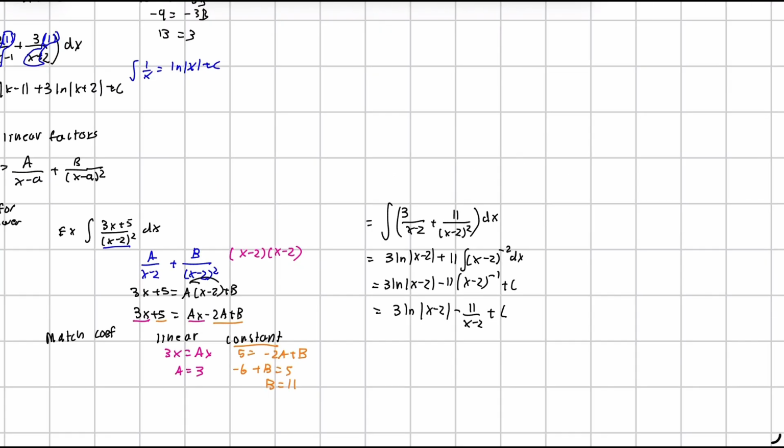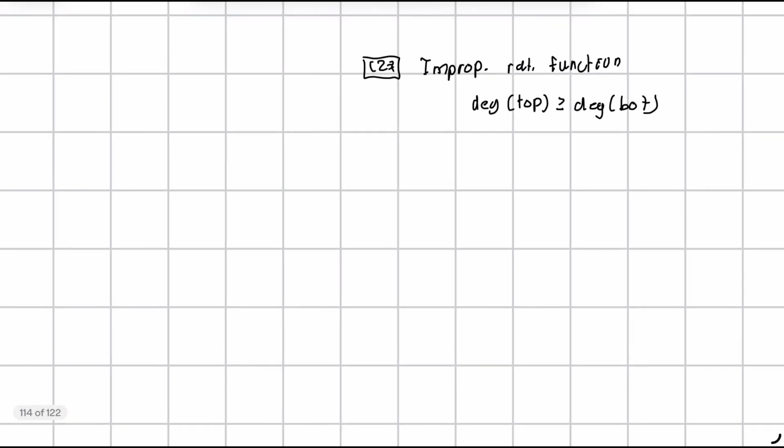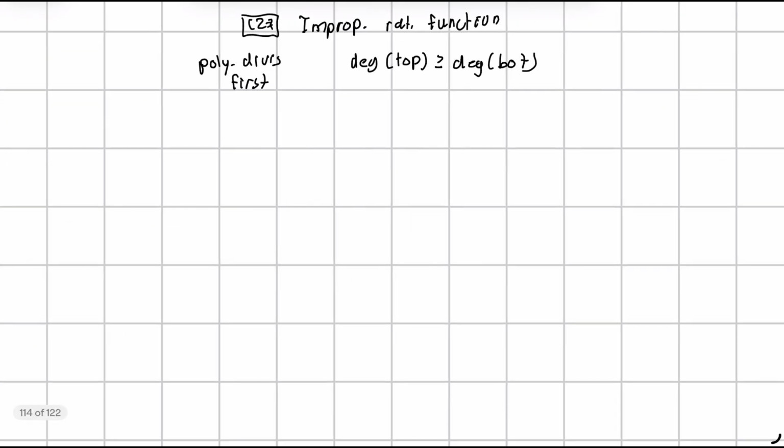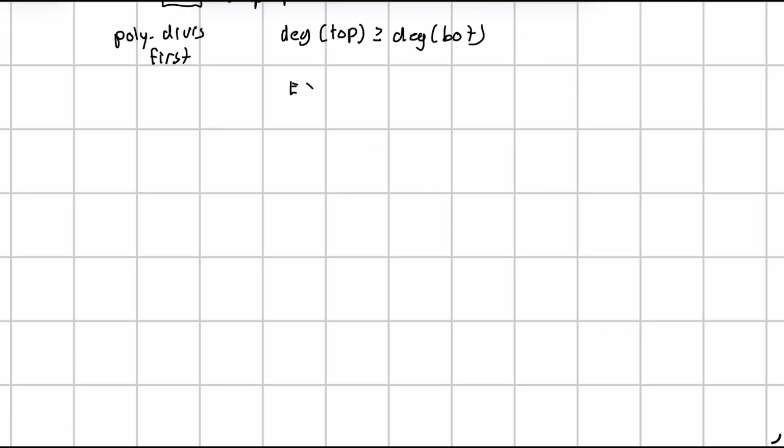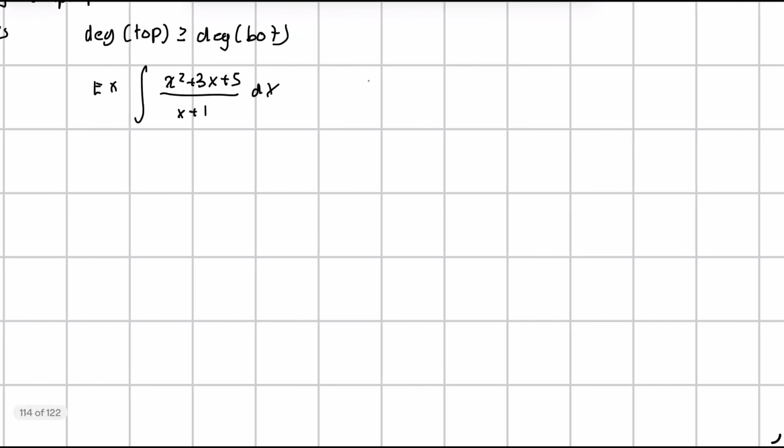So now what if we have an improper rational function? What this means is, for case 23, the degree of the top is going to be greater than or equal to the degree of the bottom. So we're going to use polynomial division first before we do anything else. So this is thinking back to pre-calc, right? So for example, we have the integral of x squared plus 3x plus 5 all over x plus 1 dx.